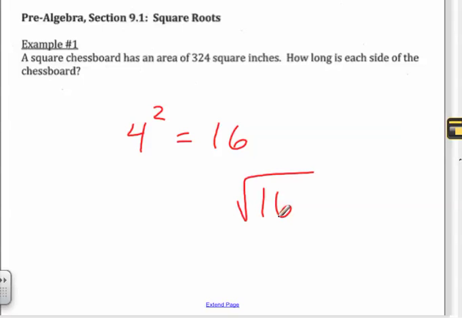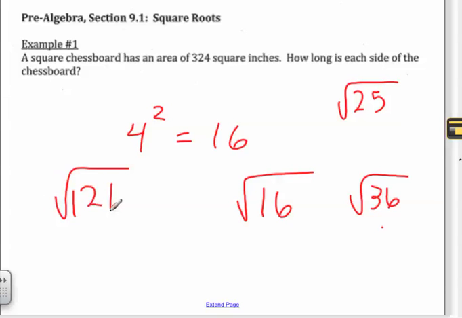Well, let me ask you this. Trigo, what number multiplied by itself equals 16? 4 multiplied by itself, right? What about the square root of 25? Ethan? It's 5. Good. The square root of 36, how about that one? Nico? 6. Good job, Nico. How about the square root of 121? What's that one, Liam? 11.